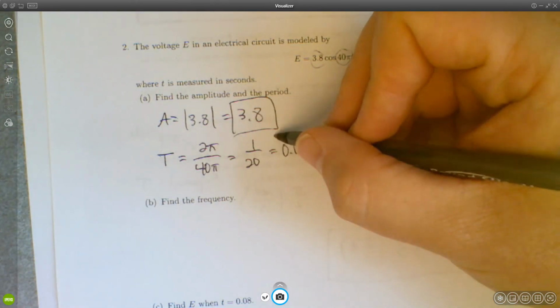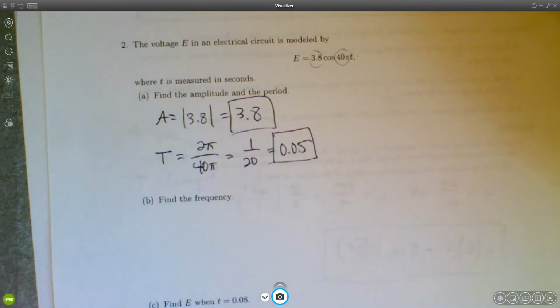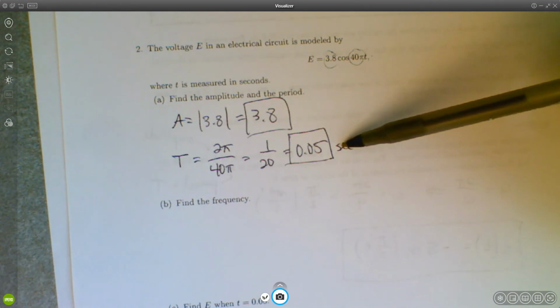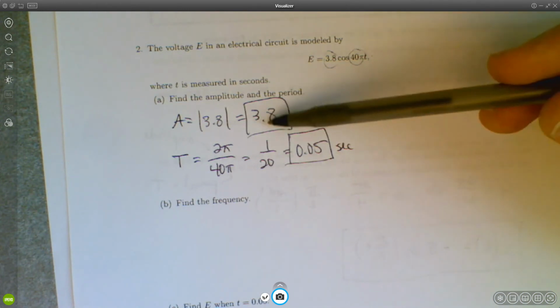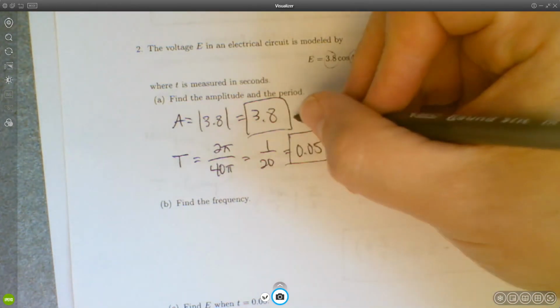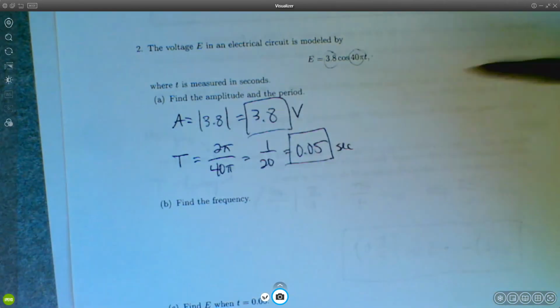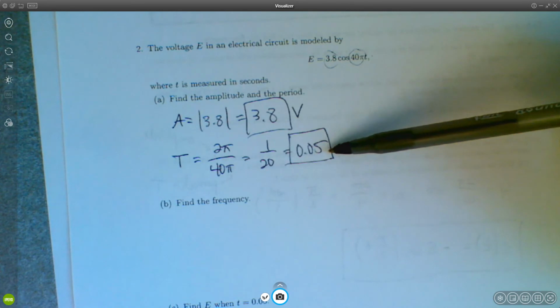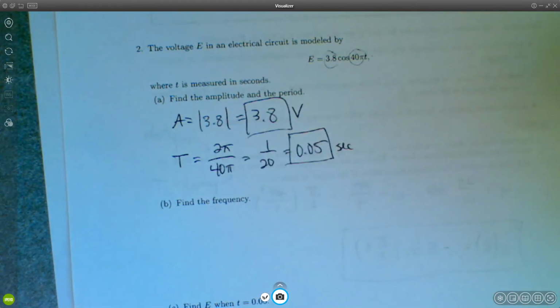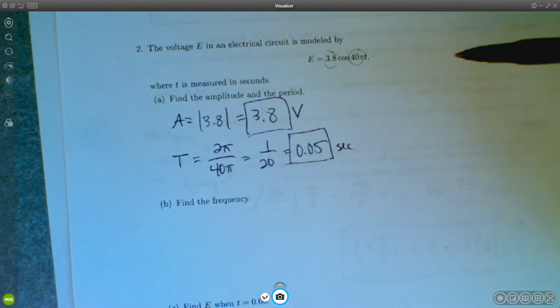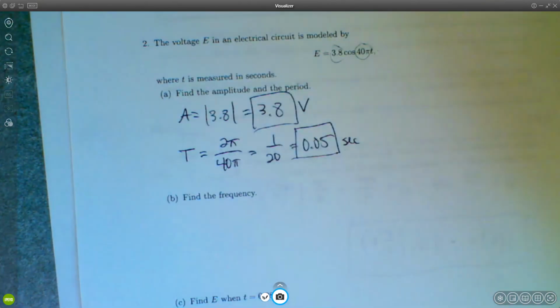So 0.05 seconds. That's how long it takes. And I don't know what this is measured in. Well, it's voltage, so this must be volts. So it's 3.8 volts. And this is seconds, right? So it takes 0.05 seconds for one complete oscillation, one complete period, I guess. Part B asks us to find the frequency.